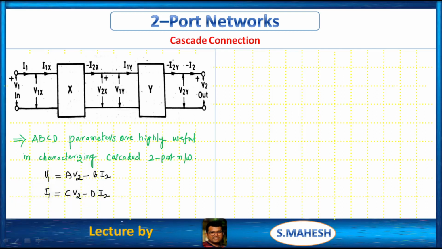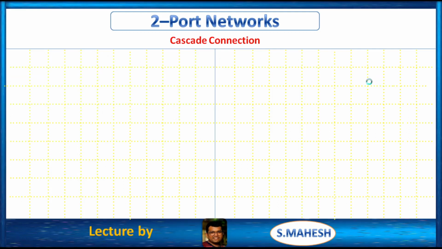Therefore, first for the network X we have to get V1X, which is equal to AX V2X minus BX I2X. See the governing equation. Next, I1X is equal to CX V2X minus DX I2X. That's it.